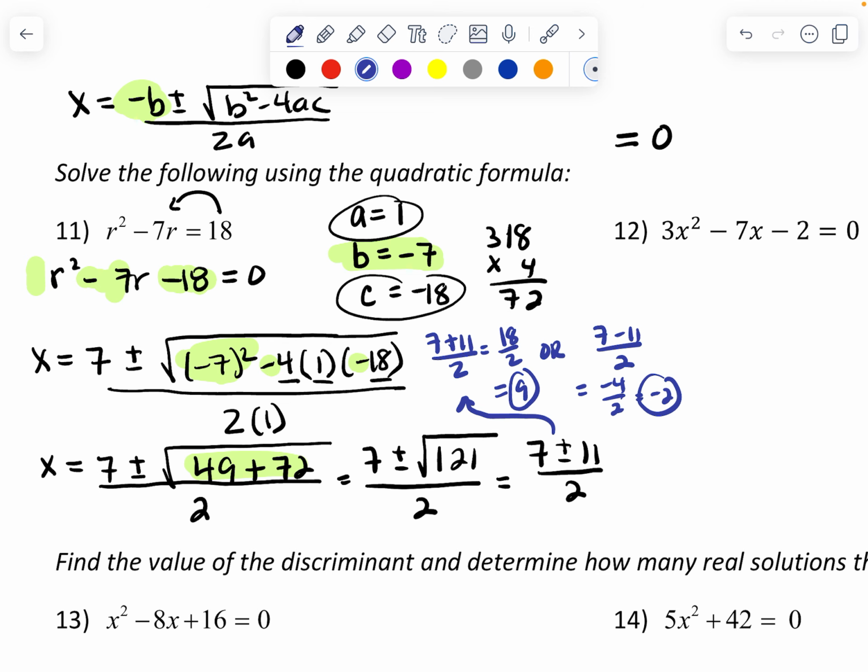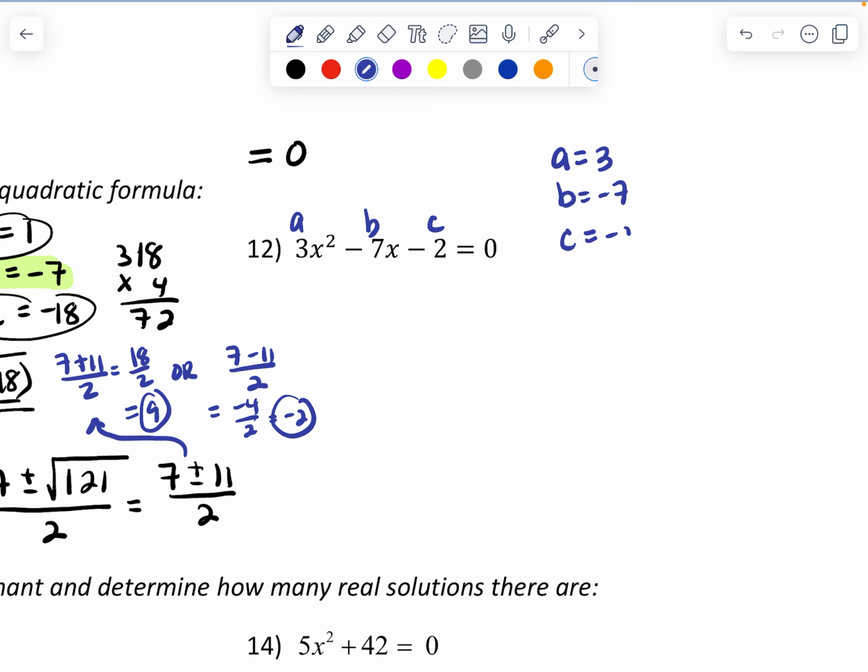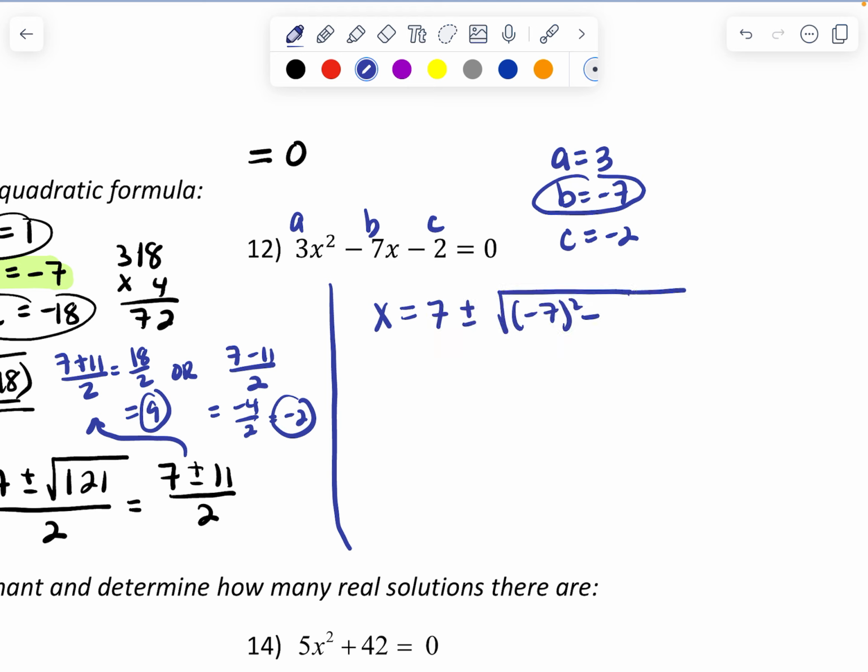Okay, let's see what we got. Number 12, quadratic formula. It equals 0. That's great. Okay, so this is your A, this is your B, this is your C. You can even write it down here. A equals 3, B equals negative 7, and C equals negative 2. Now, plugging it into the quadratic formula. So you're going to get x equals negative b. Again, a negative and a negative is going to make a positive, plus or minus the square root of b squared minus 4 times the a is 3, the c is negative 2, and then all over 2 times a.